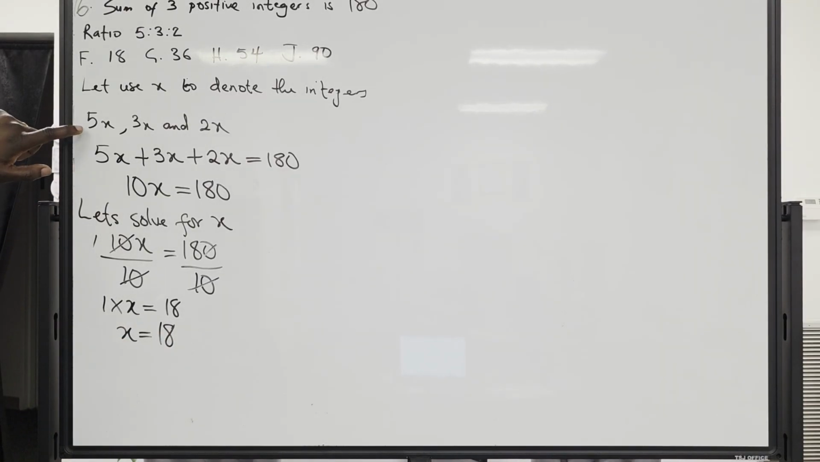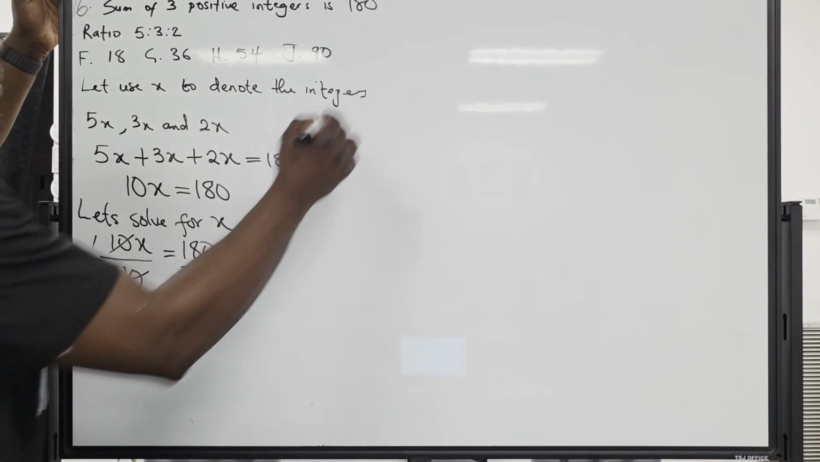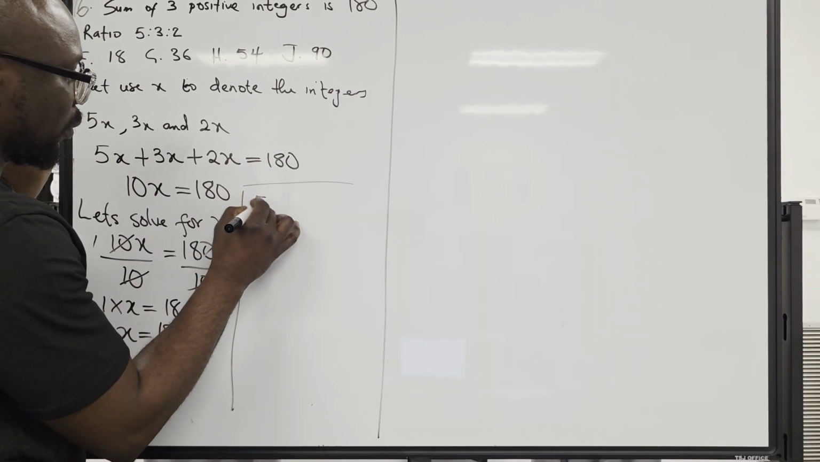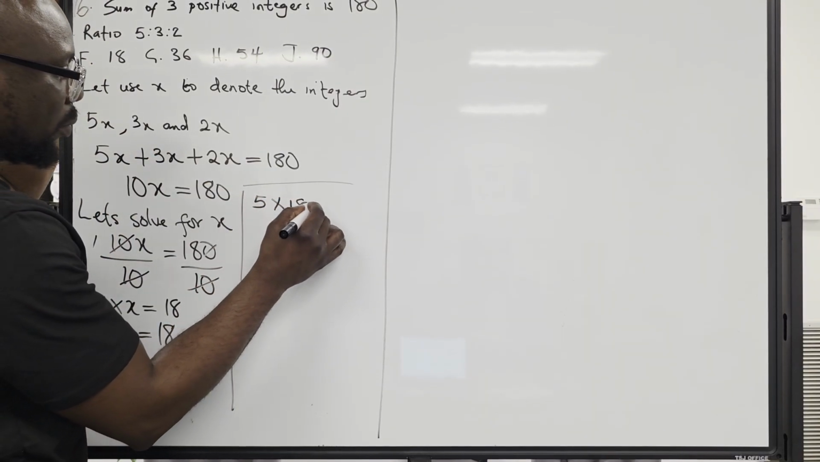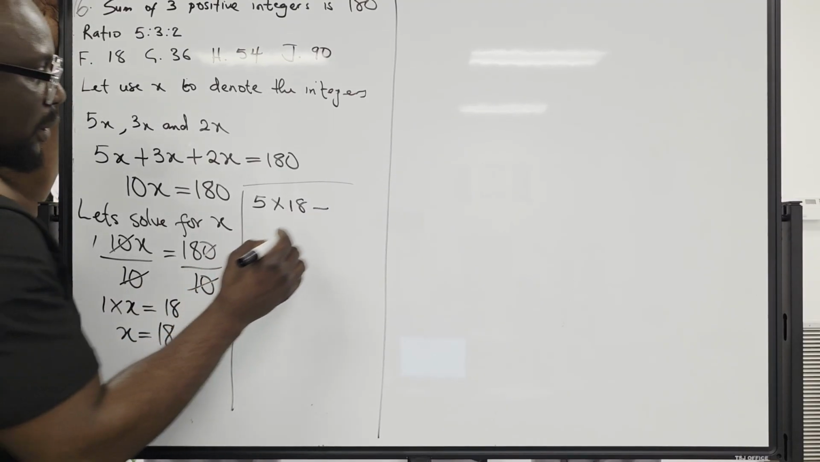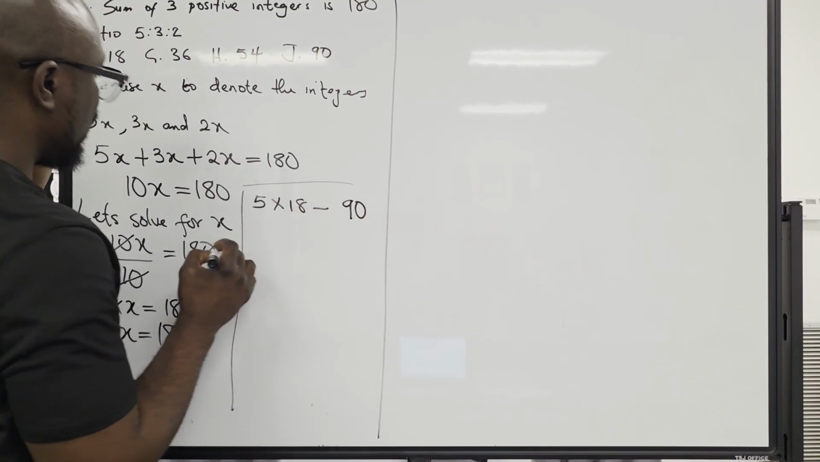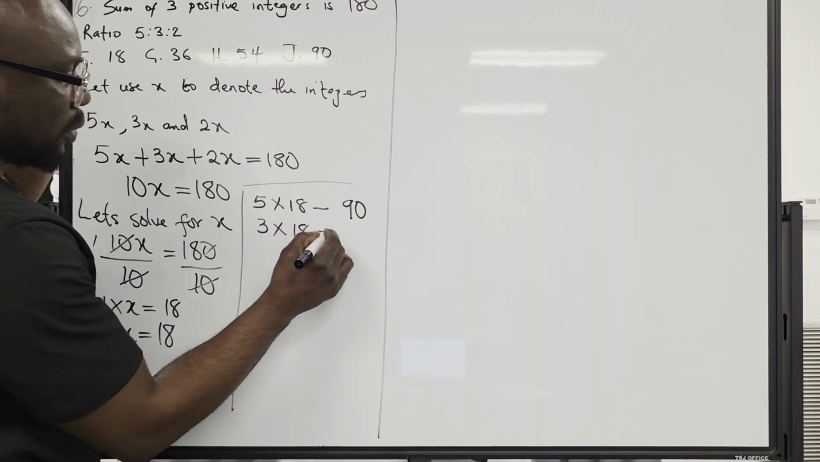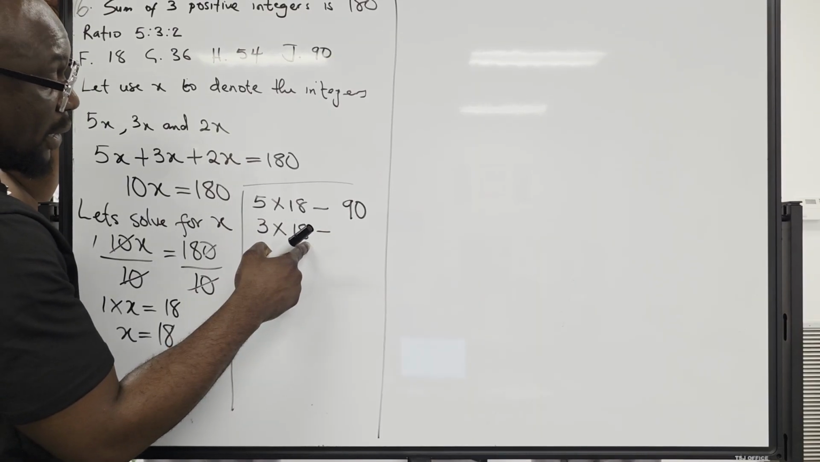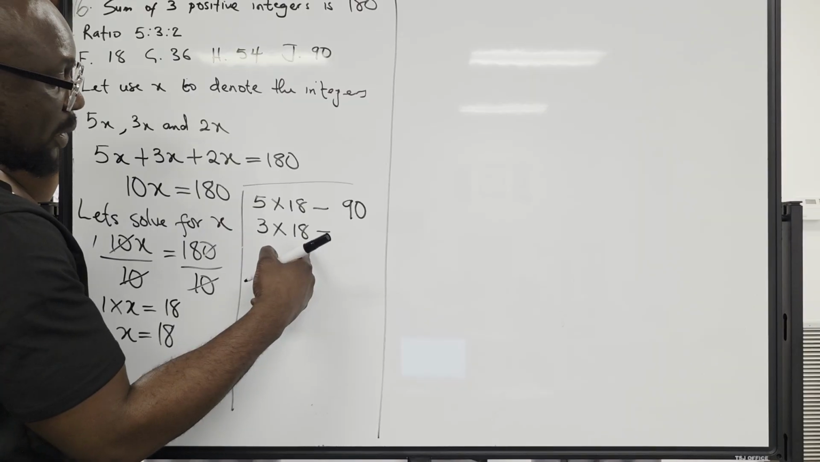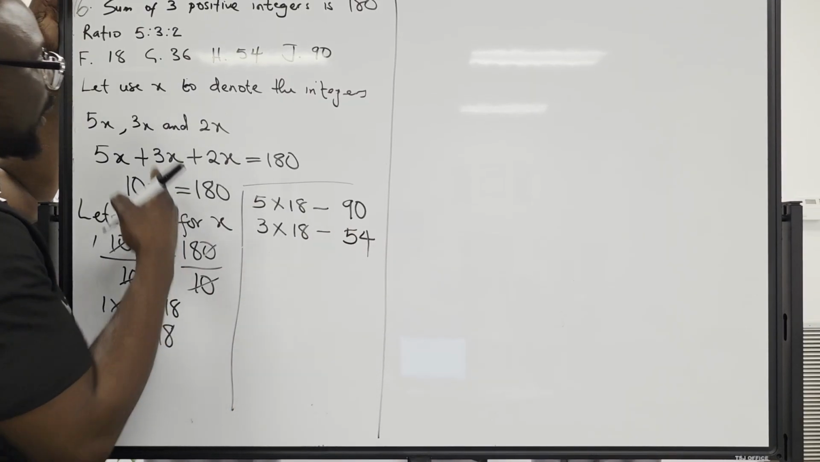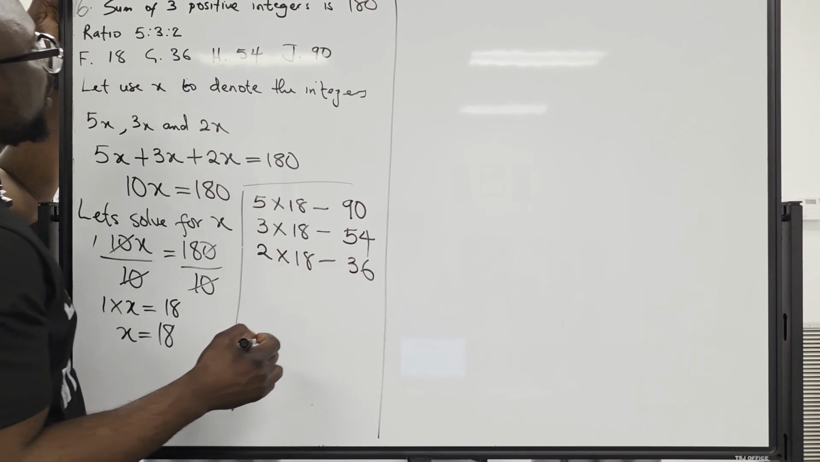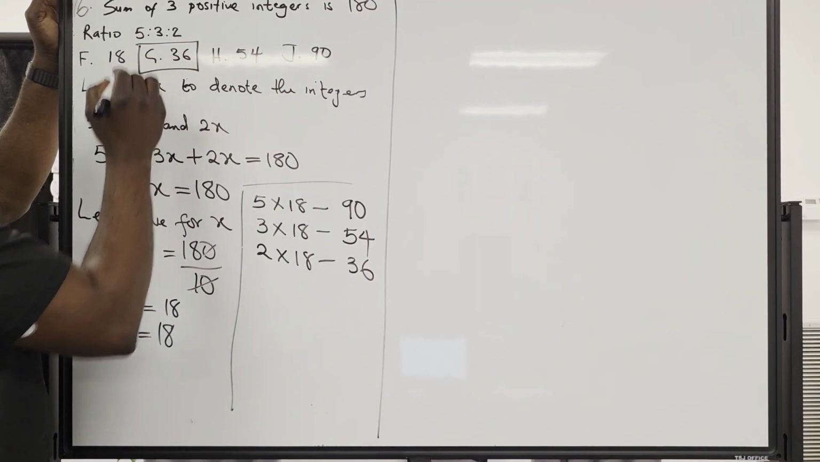So let's put our x into these numbers to see which one is the smallest. Instead of x, I'm going to put 18. 5 times 18 should give us 90. Then 3 times 18, for the second integer, is 54. The last one is 2 times 18, and that one is 36. So the smallest number is 36.